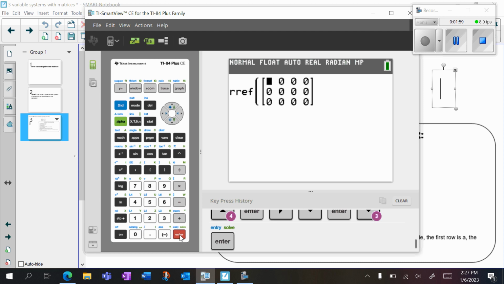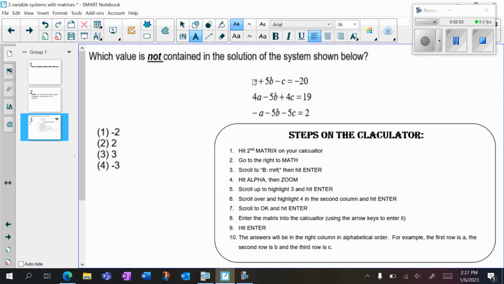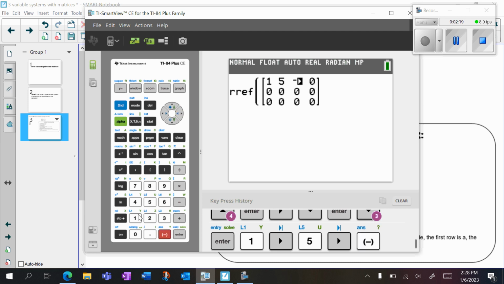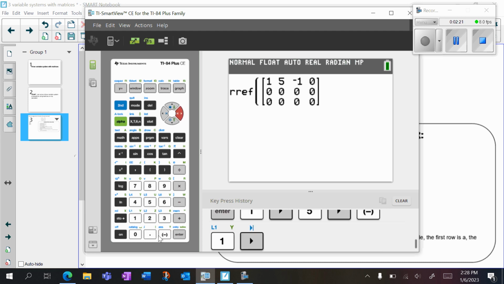So what I'm going to do is put the numbers in. I'm going to put the coefficient of a, which is 1, then 5, negative 1, and then what it's equal to, negative 20, into my matrix. So 1, 5, negative 1, and then negative 20. And then I'm going to do the next row. Scroll over.